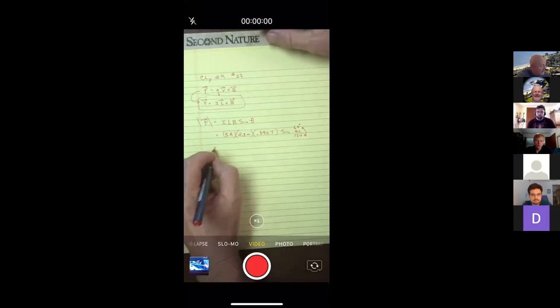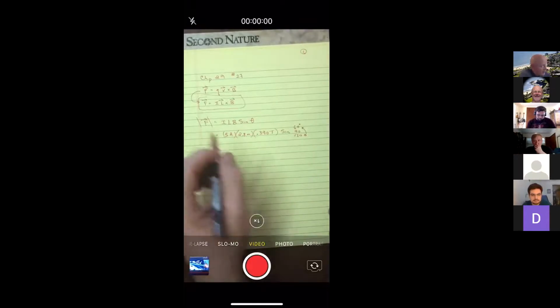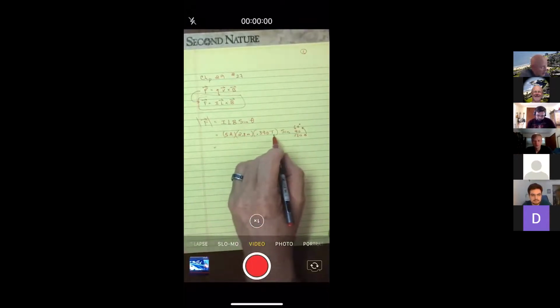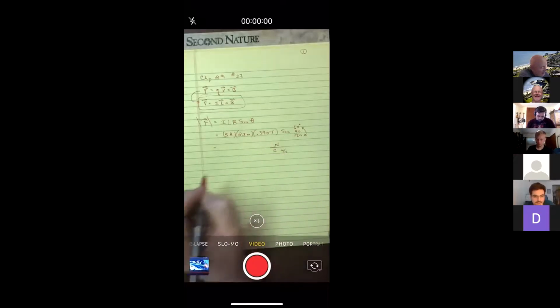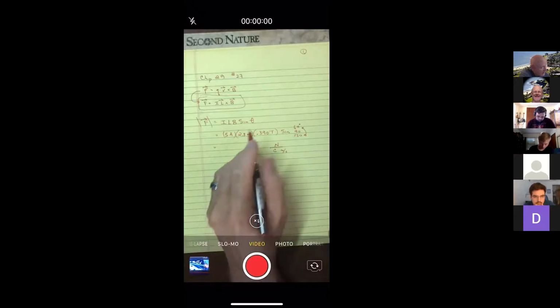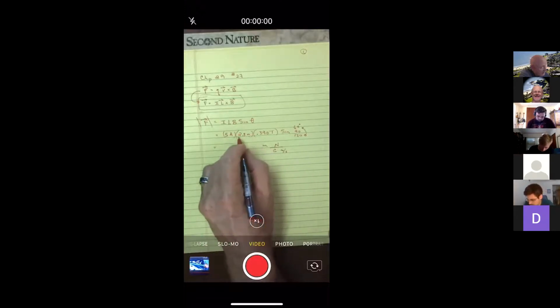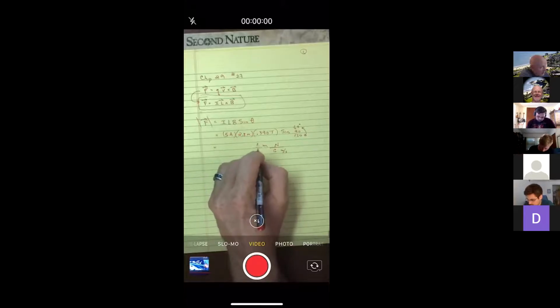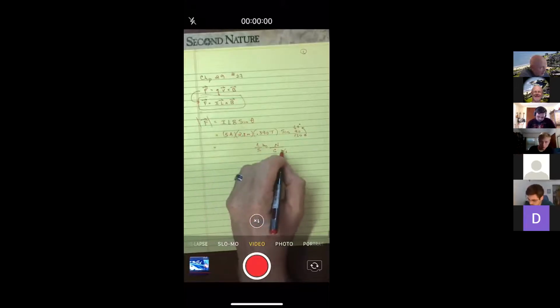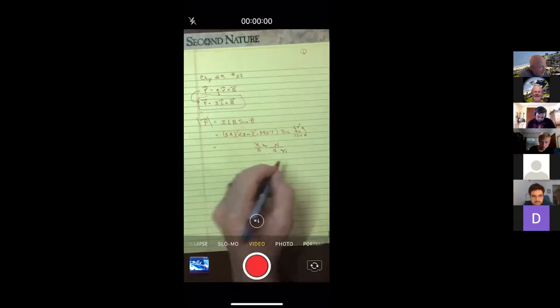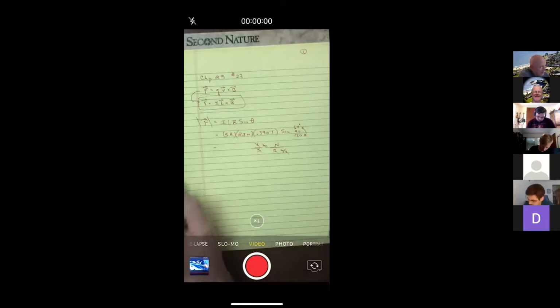So I'll calculate the number, but I think it's actually kind of helpful to look at the units. You remember a Tesla is a Newton on a Coulomb moving at a meter per second. And then of course we have the meter from the length of the wire, and an amp is a Coulomb per second. So that meter cancels off, that Coulomb cancels off, that second cancels off, and you have a force of Newtons.